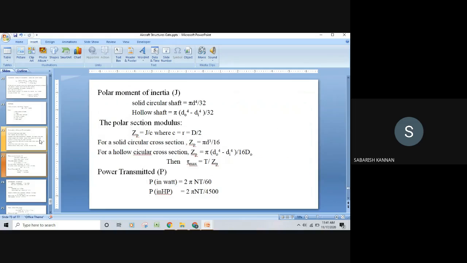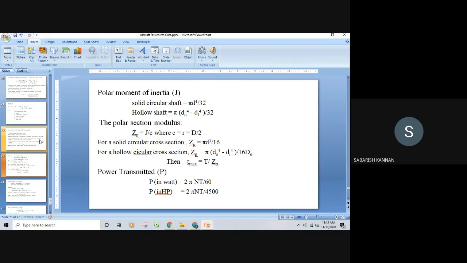Okay. So the polar moment of inertia for a circular shaft is pi d power 4 divided by 32, and for the hollow shaft it is pi times d naught power 4 minus di power 4, divided by 32. That is the hollow shaft. Polar section modulus, that is Zp, gives J by c. c is nothing but the radius of the shaft, that is d by 2.